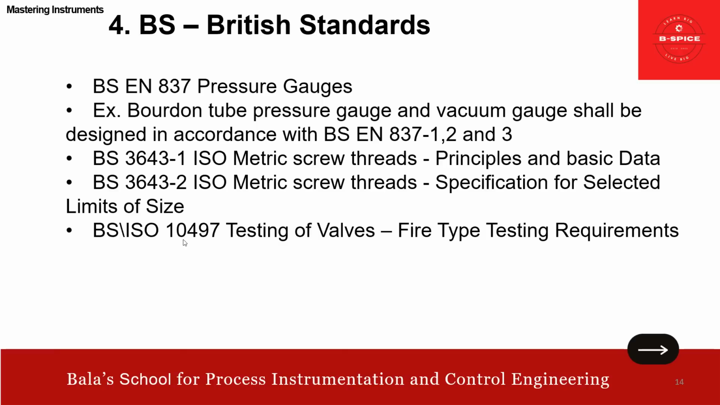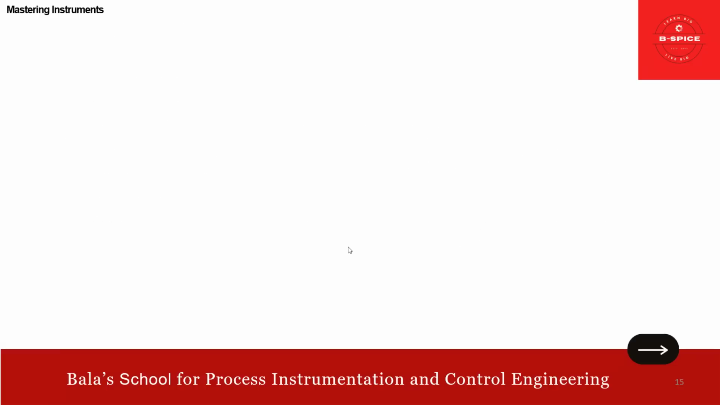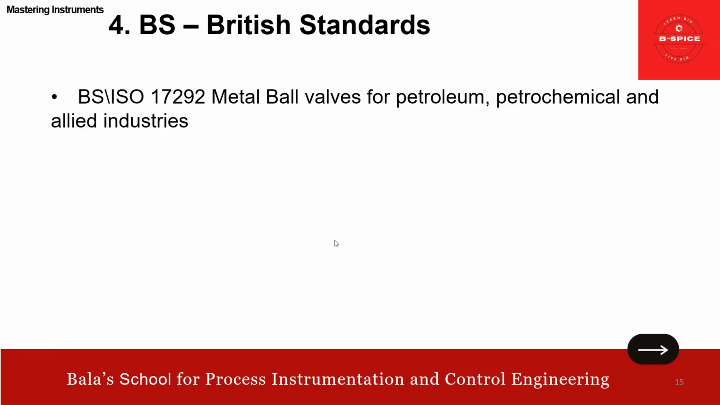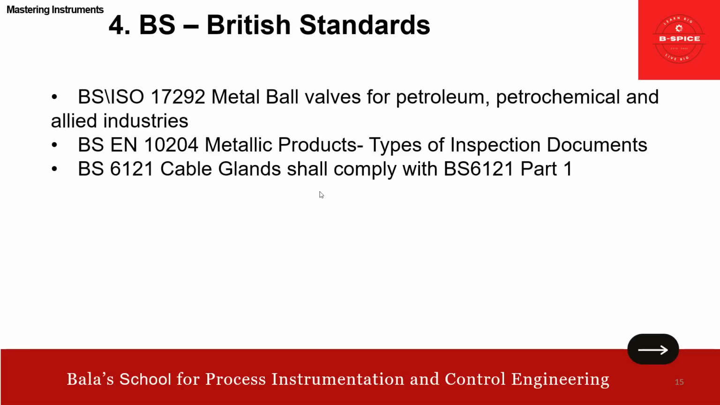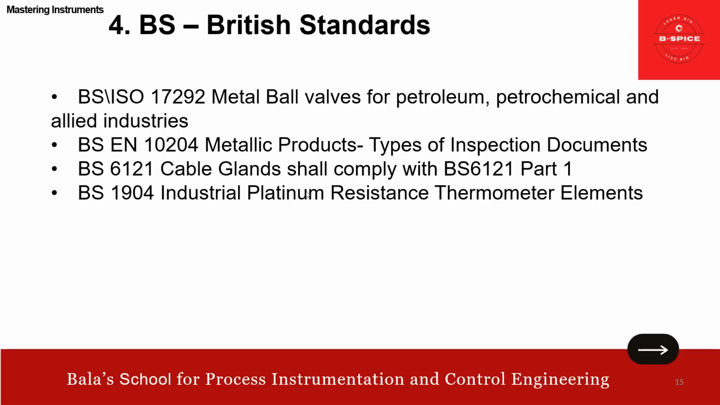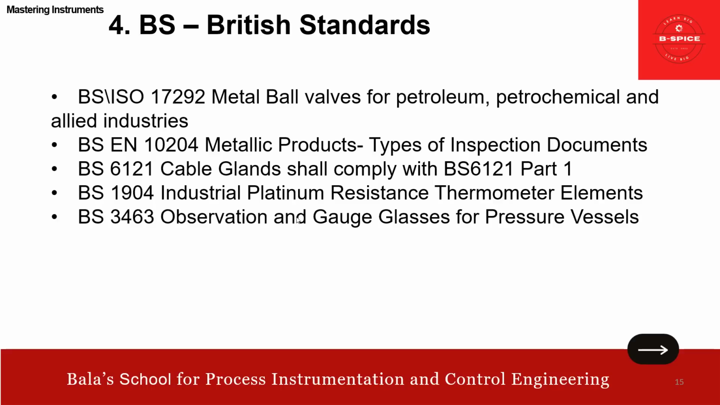Then BS ISO 10497 talks about the testing of valves, fire type testing requirements. BS ISO 17292 talks about metal ball valves for petroleum, petrochemical, and allied industries. BS EN 10204 talks about metallic products, that is, types of inspection documents. Then BS 6121, cable glands. Then 1904, industrial platinum resistance thermometer elements. 3463, observation and gauge glasses for pressure vessels.